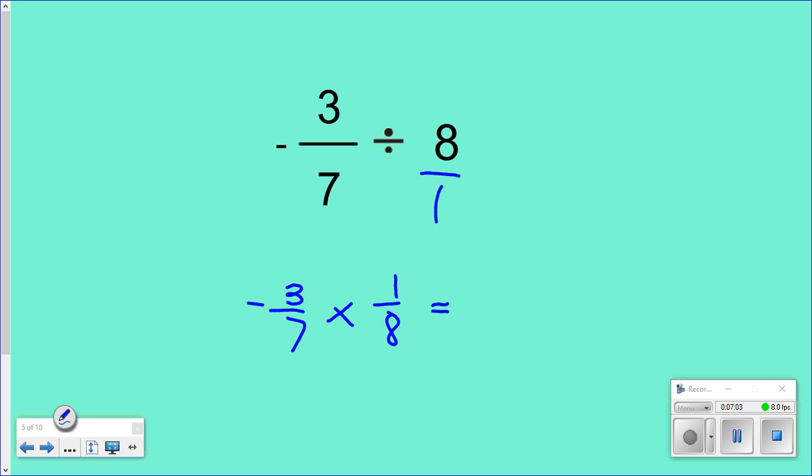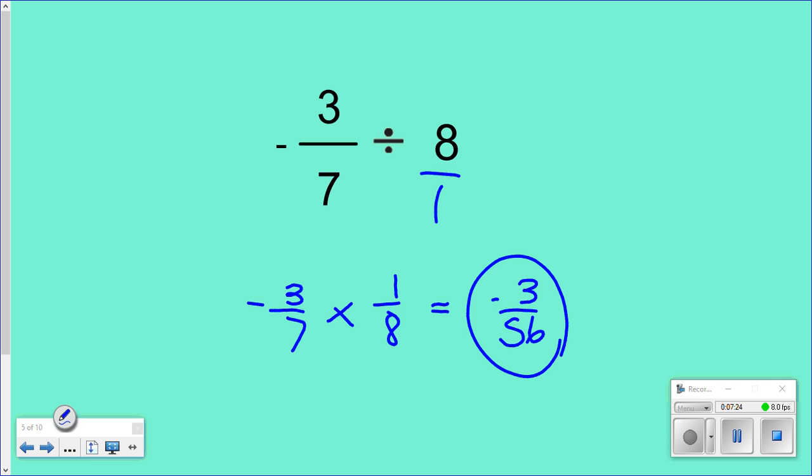Negative rules still go along. So if one's negative and one's positive, the answer is going to be negative. Negative rules still stand regardless if it's a fraction or not. We talked about that yesterday a little bit. And I don't think this can be reduced, can it? It's like negative 3 over 56. We're going to call that good.